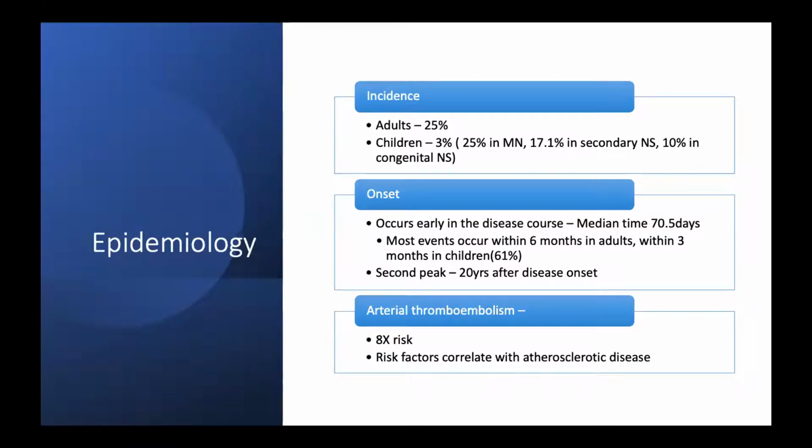Some studies have shown that there is a second peak of thrombotic complications which occurs about 20 years after the disease onset, but this was presumed to be due to accelerated atherosclerosis associated with nephrotic state rather than nephrotic syndrome itself causing the second peak. If you look at the arterial thromboembolic complications, these nephrotic syndrome patients are at about 8 times increased risk compared to general population. And if they have any other risk factors associated with atherosclerotic disease, then their risk of arterial thromboembolism increases.